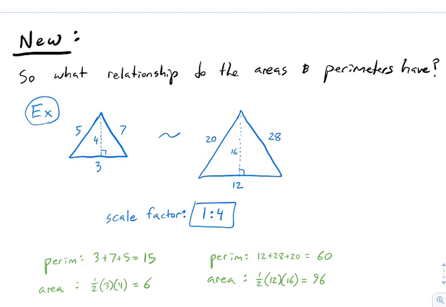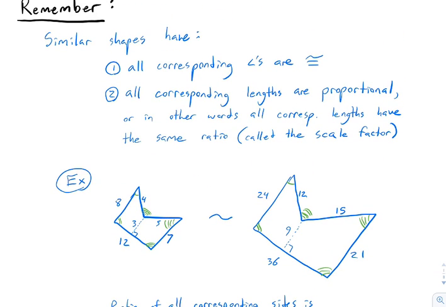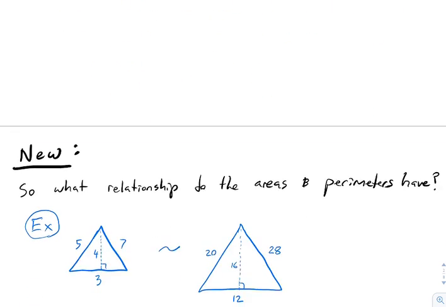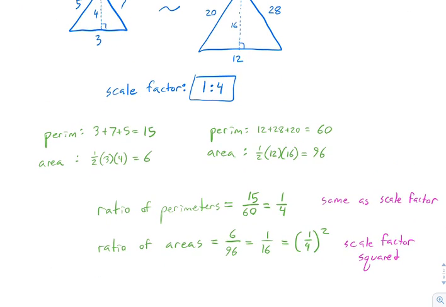And now think about it. If I go back up here to how I worded this, this is all corresponding lengths. And the perimeter is just a one-dimensional length. So the corresponding length in the left and the right that we're talking about is the perimeter instead of an altitude or a side length. The perimeter still has that same scale factor ratio. So down here, that 15:60 of the two perimeters is the same as the 1:4. Okay, so same as the scale factor.